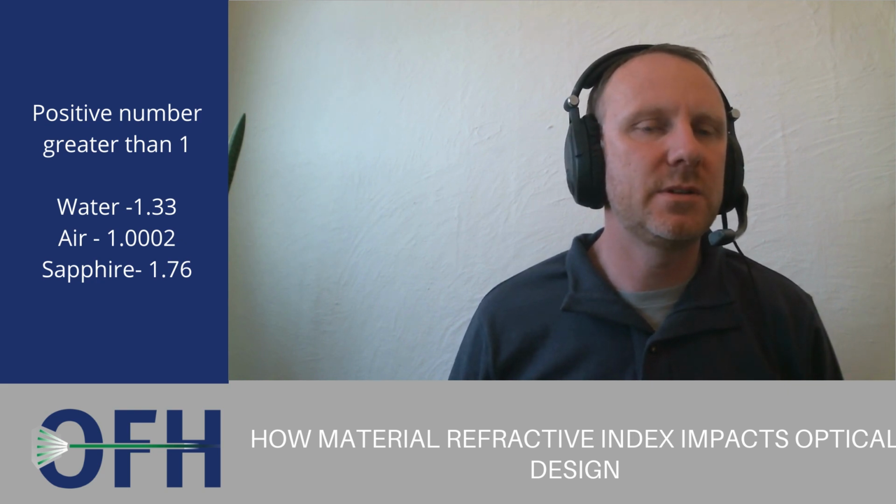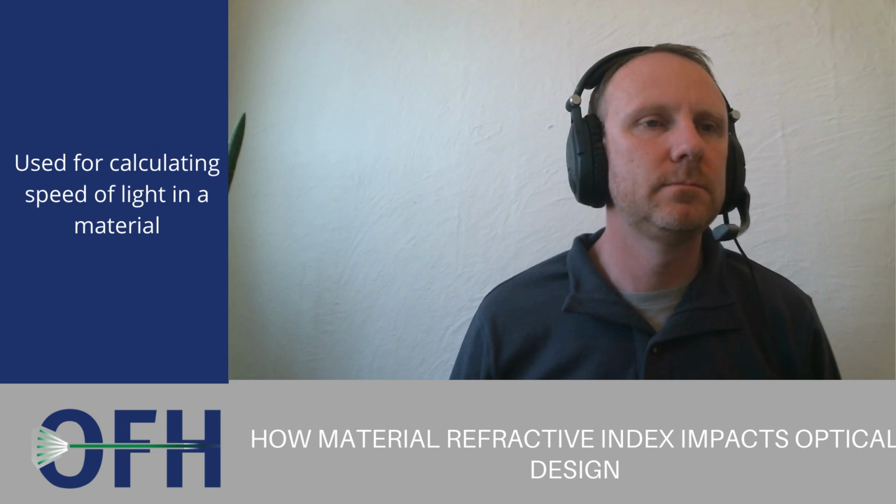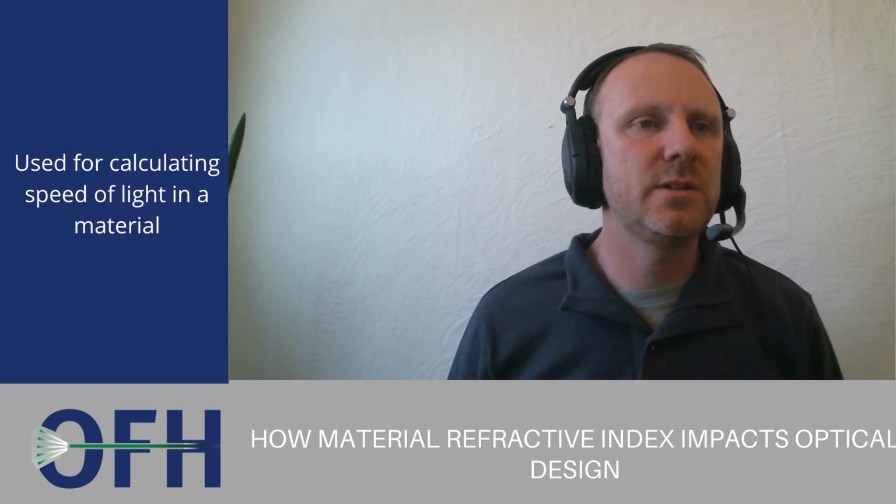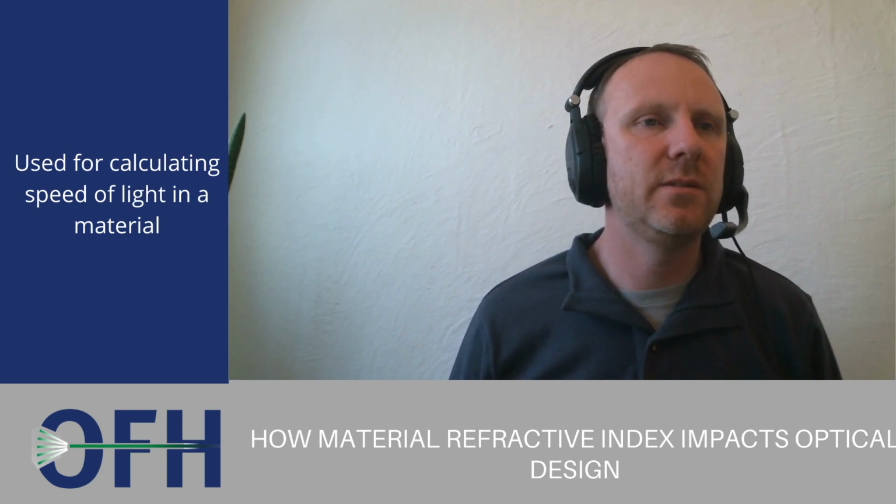Sapphire, which is a material used in a lot of optical systems, has a higher refractive index. So as I mentioned, it's used for calculating the speed of light as it goes through a material. It also can have different values at different wavelengths.